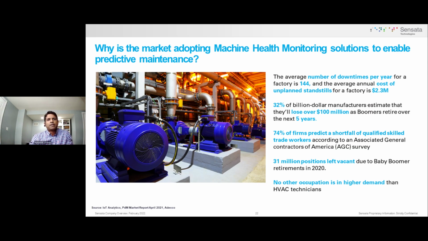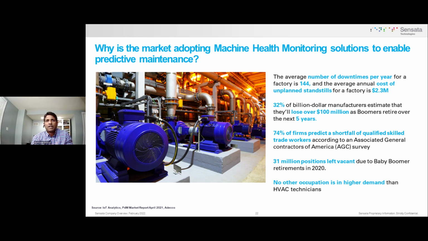So tying everything back together, why is the market adopting machine health monitoring solutions using predictive maintenance technologies? Here are some stats for you. The average number of downtimes per year for a factory is about 144, and the average annual cost of unplanned downtime or standstills for a factory is about $2.3 million.